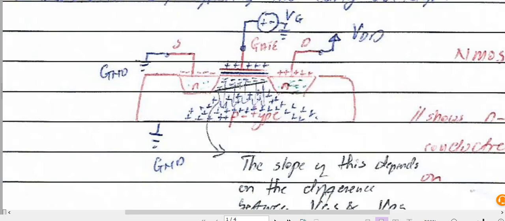This channel is called an inversion layer because normally it's a p-type and is positively charged, but the moment you apply a positive electric field, the positive charge goes down and this becomes a negatively charged channel. So we call it an inverted channel. Now let's assume that we apply VDD.